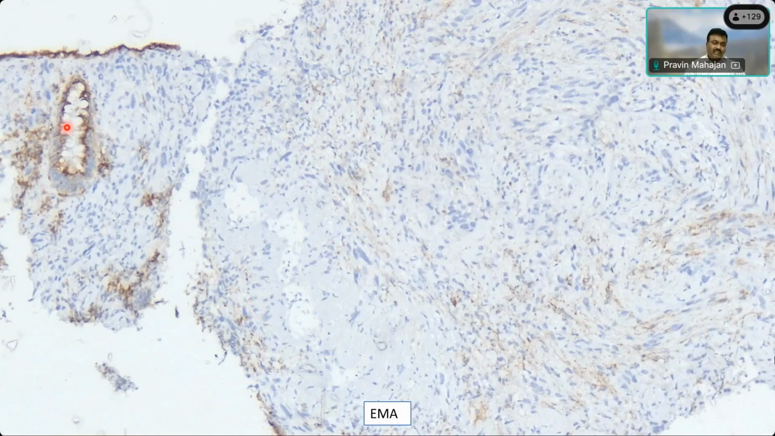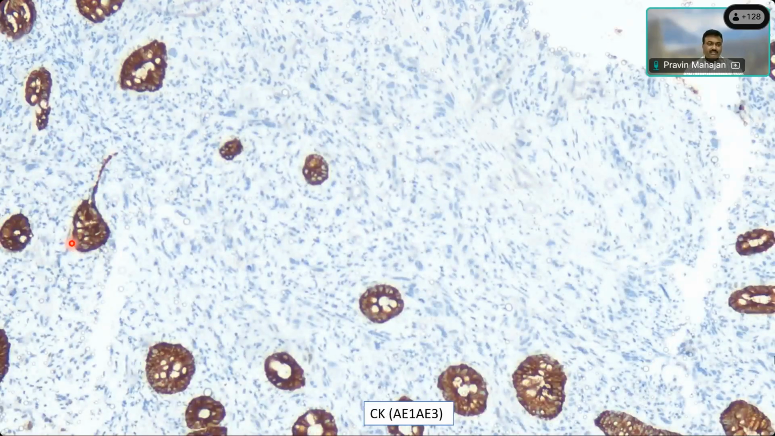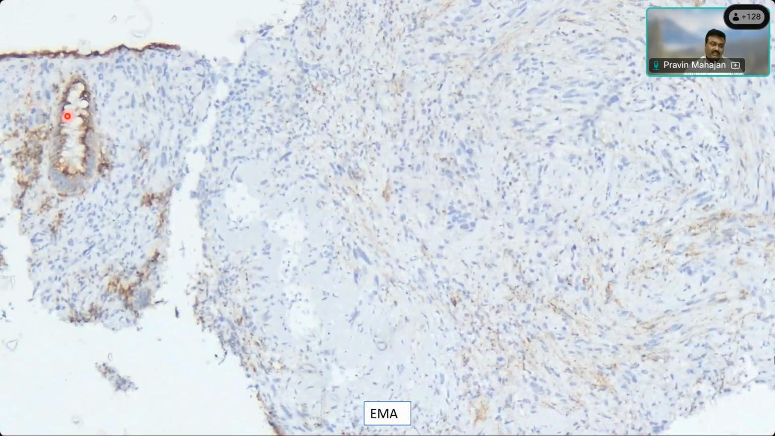EMA is positive in the glands, the surface epithelium; there are always apical areas which are taken up by EMA. You just remember that in CK everything is taken up, but in EMA, interestingly, only the apical membrane of the cells in the glands is taken up.